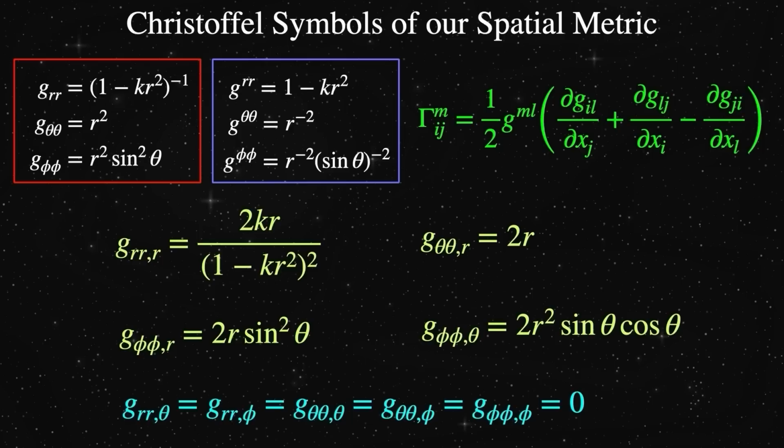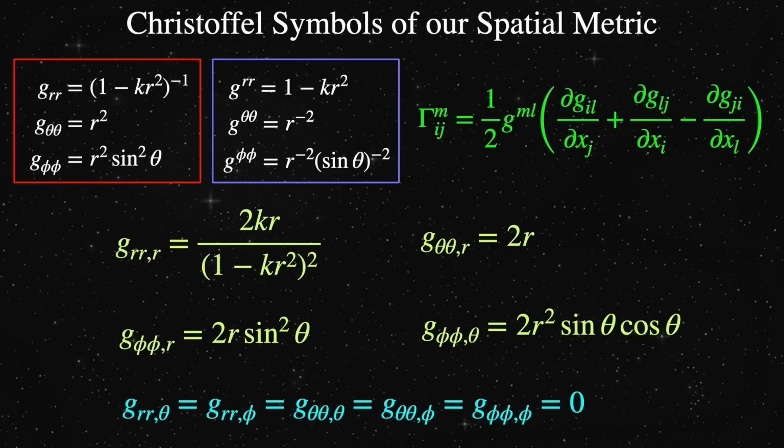To compute the Christoffel symbols, we also need to determine the upper index versions of the metric. I've put them all in the purple box. Each of these is the inverse of the double lower index counterpart. We simply want the product of the double upper with its corresponding double lower to be exactly 1.